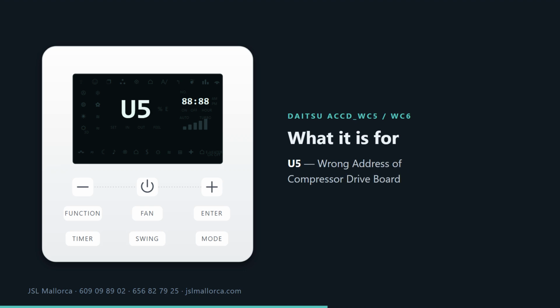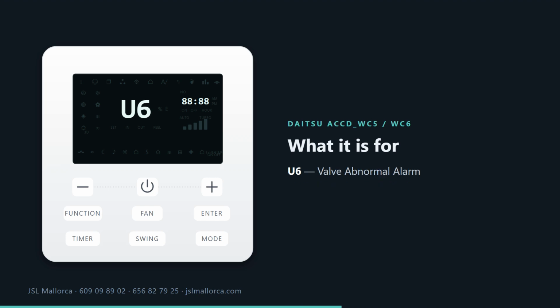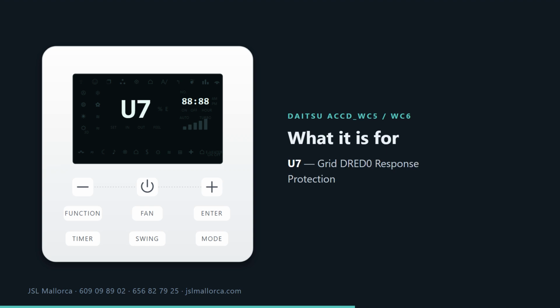Code U5. According to the manufacturer, wrong address of compressor drive board. Code U6. According to the manufacturer, valve abnormal alarm. Code U7. According to the manufacturer, grid dread zero response protection. Code U8. According to the manufacturer, indoor unit tube malfunction.